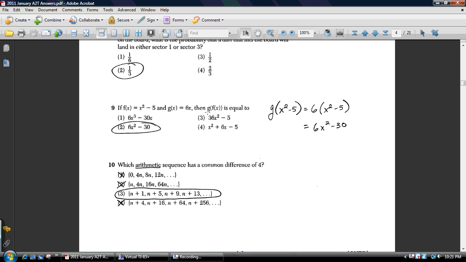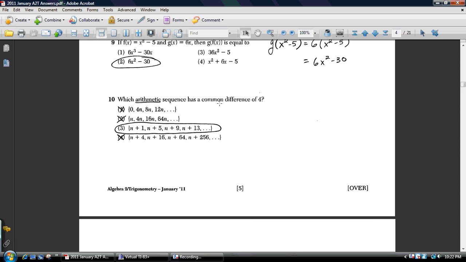Compositions. Take f of x, this amount right here, and sub it into g of x, like I've done. f of x is worth x squared minus 5, so you can literally replace it with x squared minus 5. And that means you can replace this x right over here with x squared minus 5, and then simplify it. That's what you get.